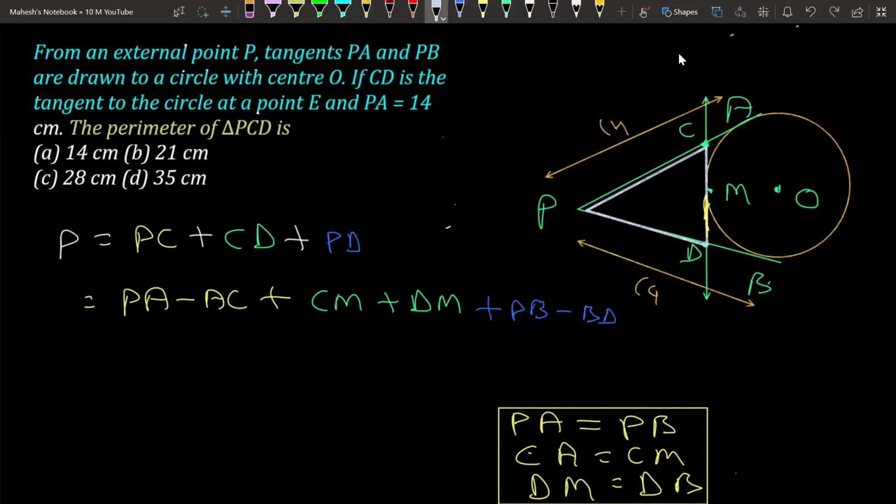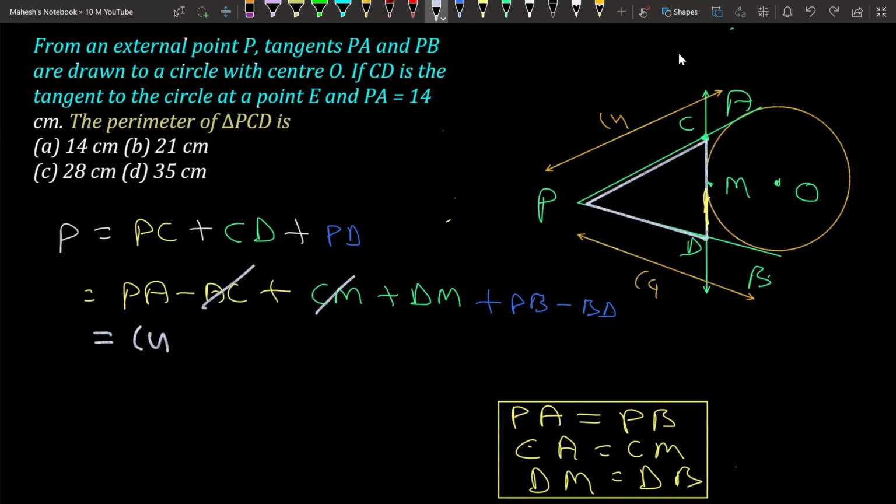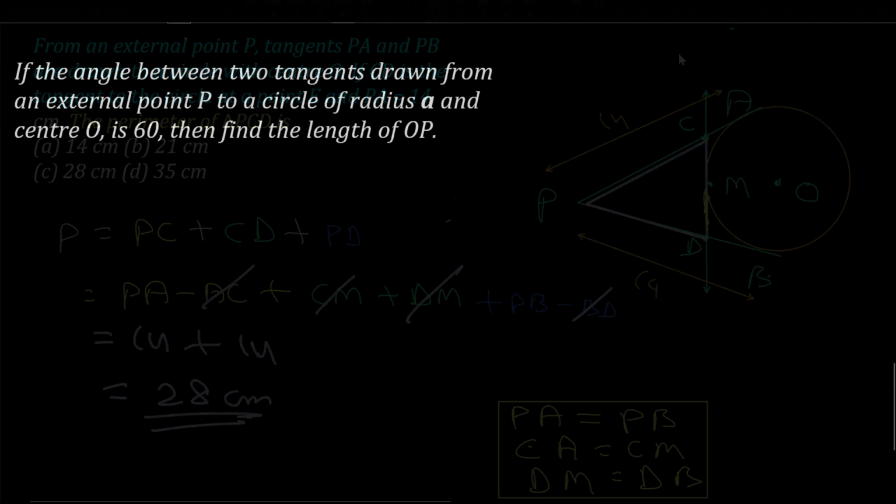Now what you can see from here, tangents from the same exterior point, we know that PA length and PB are equal, so I can replace PA. The length of PA is given as how much? 14. So I can write 14 over here. Now check for AC. AC and CM are equal. So we can cancel AC and CM. And DM and BD are equal, so they get cancelled. We are left with BD. And what is the length of BD? BD is 14. So it should come as how much? 28 centimeter. This would be the answer for this question.